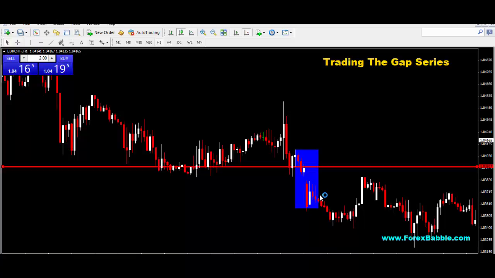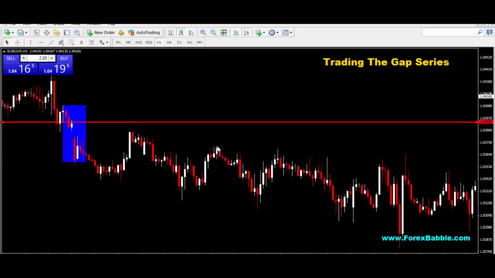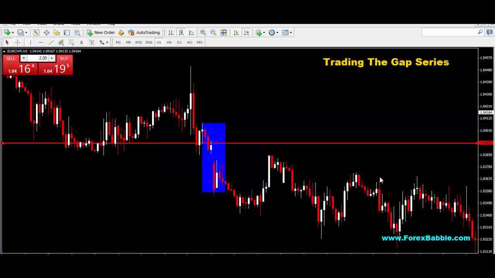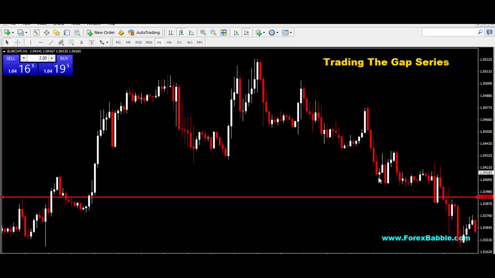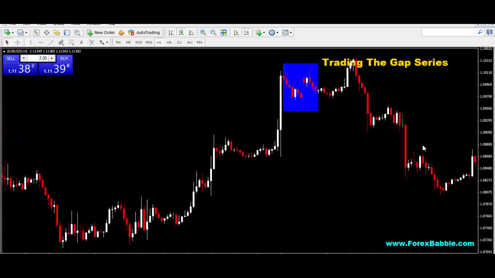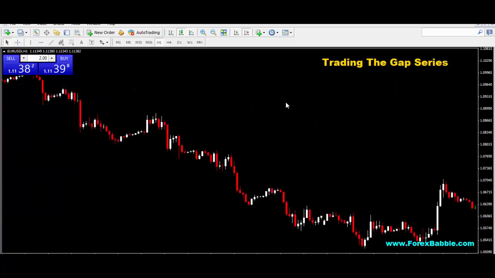So that's why the volume management is very important. Risk management, volume management, very important. So it didn't close the gap fully until back here. I'm glad that I was able to point that out. So let's go to the next one, the Euro USD. Gapped up, went back down, closed the gap. All right, here went up, closed the gap.